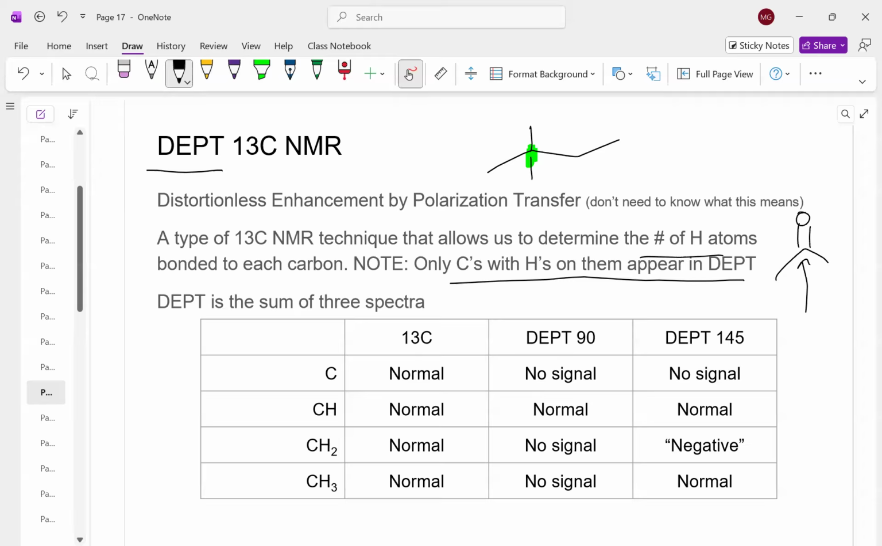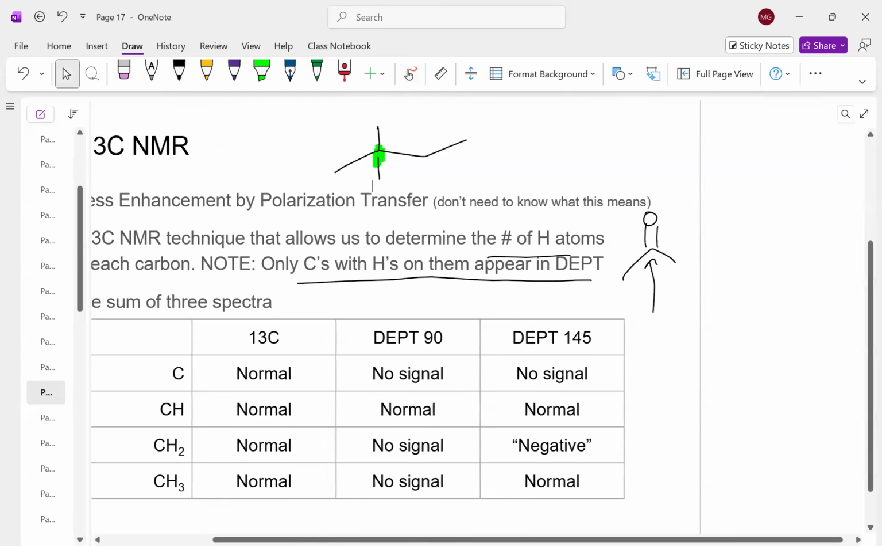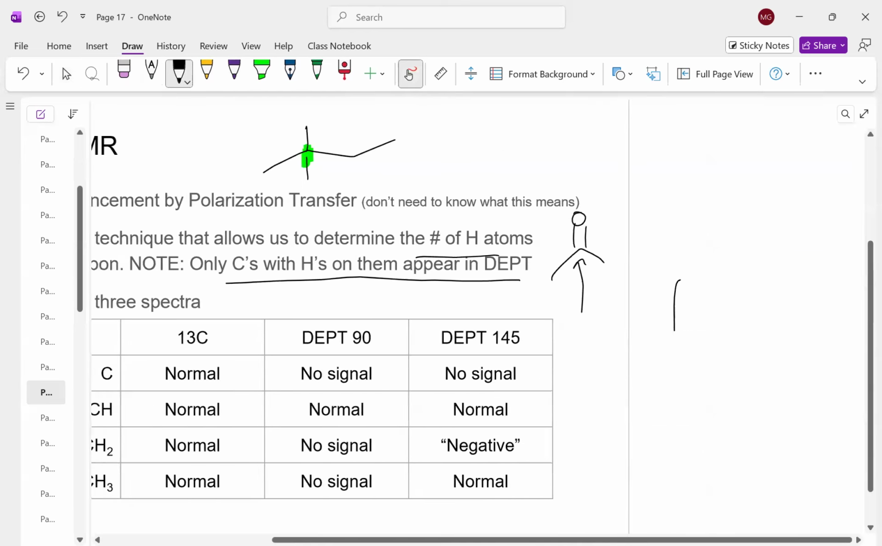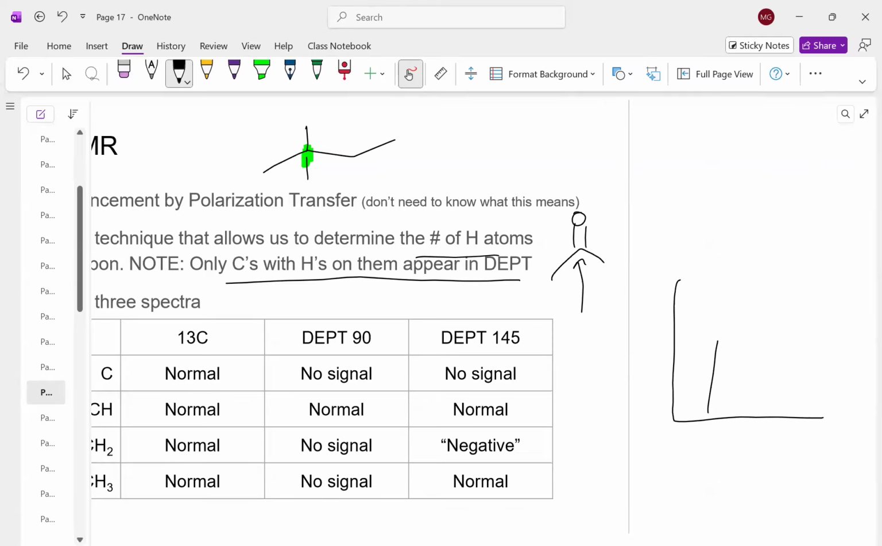NMR. And signals will appear in one of two ways in DEPT. They'll either look like normal signals, where if this is our X and Y axis, the normal signals will go upwards, and we call those normal or positive, or they'll appear as negative, meaning they'll go downwards.